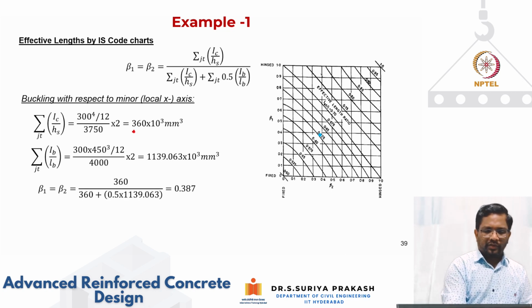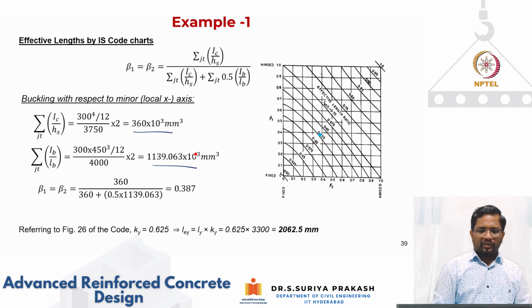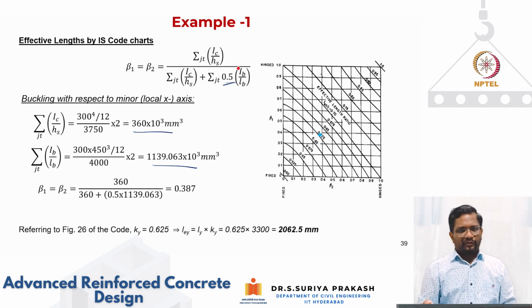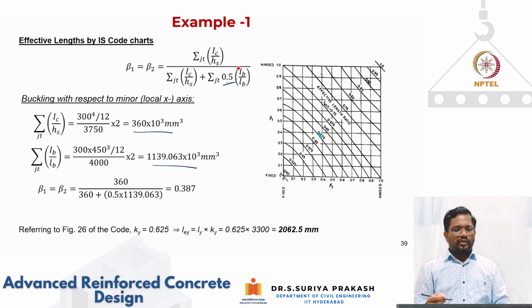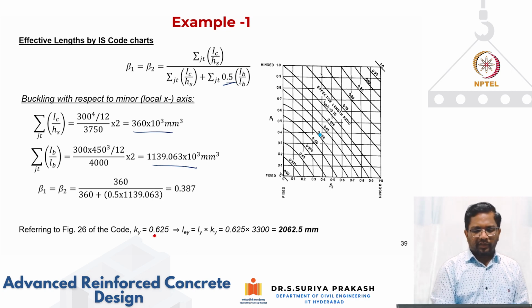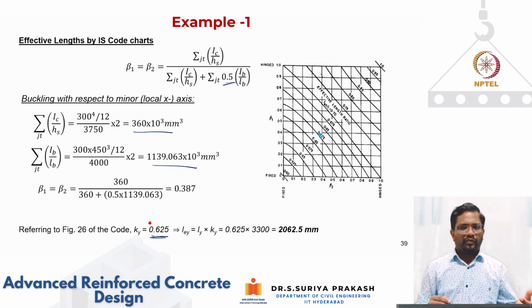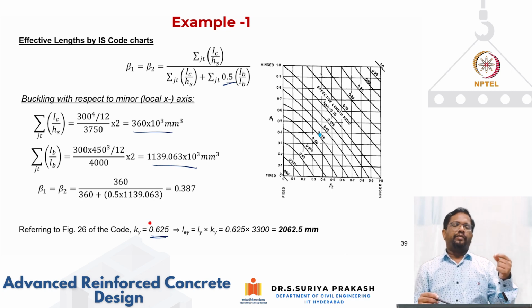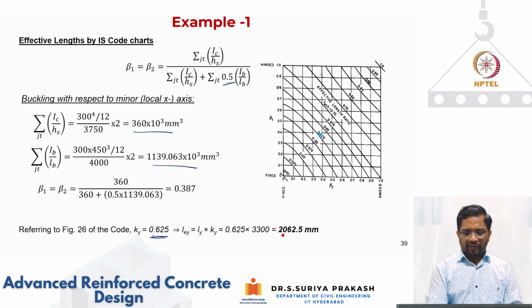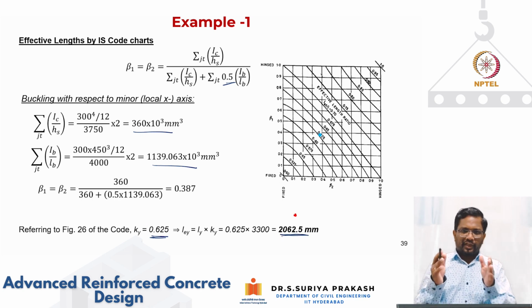So again, this value is 360, this value is this. So if you substitute that, then you get the value of K. Again, why are we using 0.5? Because it's a braced frame. From stability index, we found that it is a braced frame. For the other direction, your K value works out to be 0.625. Because it is a little bit more flexible, the K value is slightly increased.